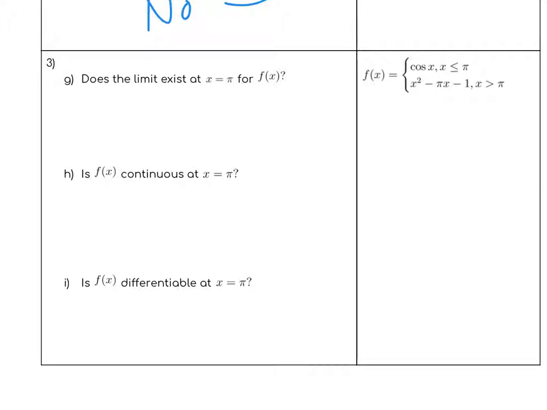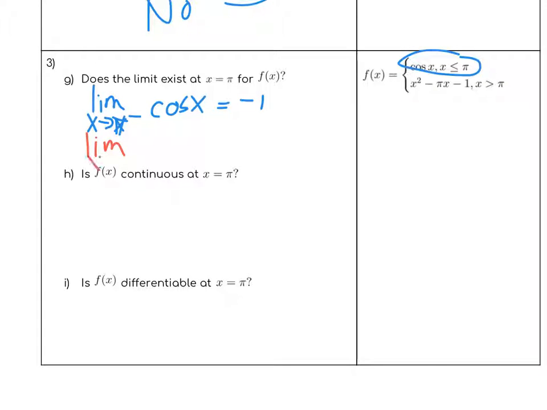For number 3, at x equals pi, we're going to take the limit from the left. So the limit as x approaches pi from the left will be this guy, cosine of x, that equals -1. Then we've got the right side limit going on.